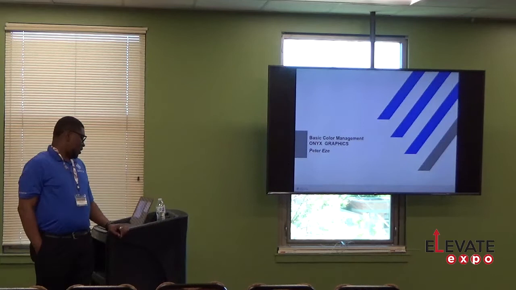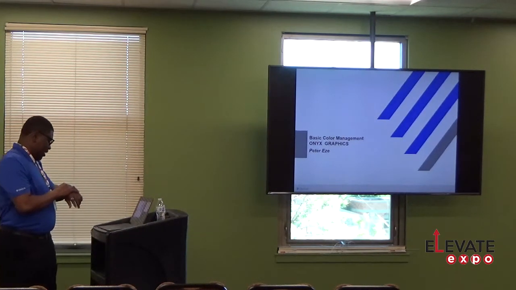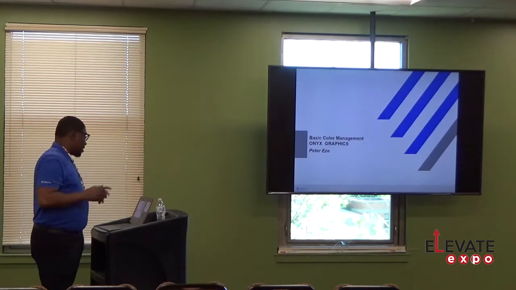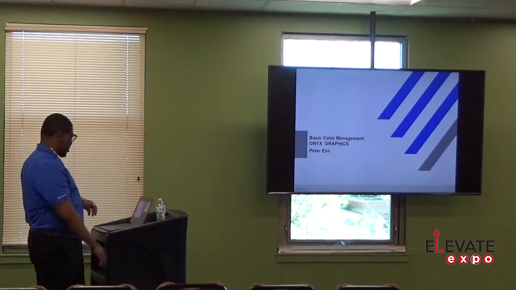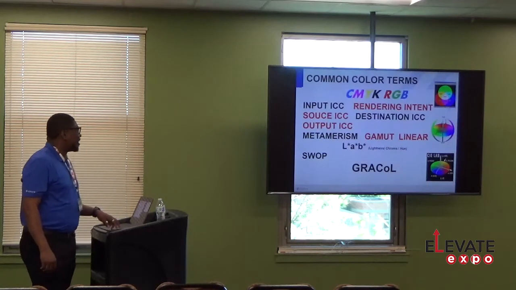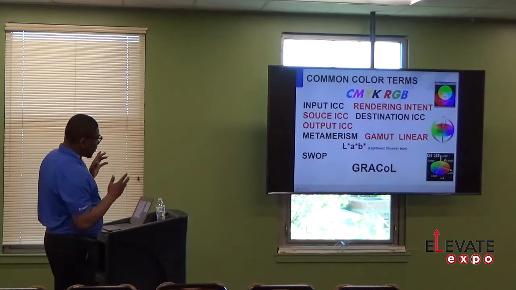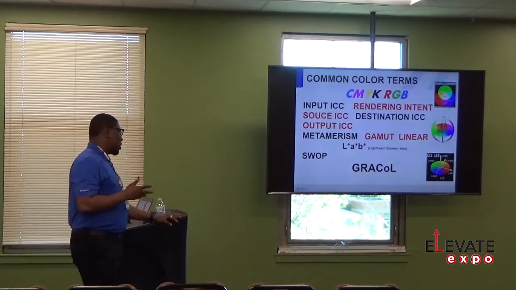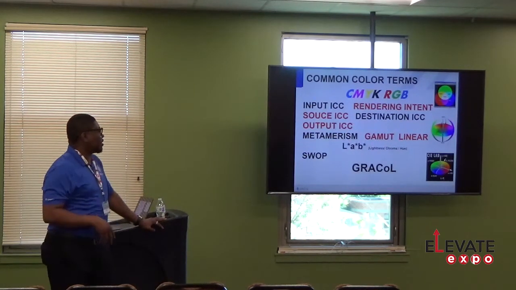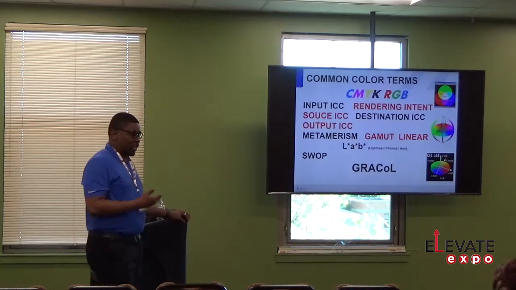Awesome. Okay, so I'm going to get started so I don't keep you, I know you guys have a lot of things to do. Okay, so basic color management. Like I said, first name Peter, last name pretty simple. It's pronounced Easy, everybody says Easy, I let it go. So some of the common color terms when you're talking about color, you see them on the screen: CMYK, RGB, input ICC, rendering intent, source ICC, all of this. Do these terms look familiar to all of you? Do you understand what this means?